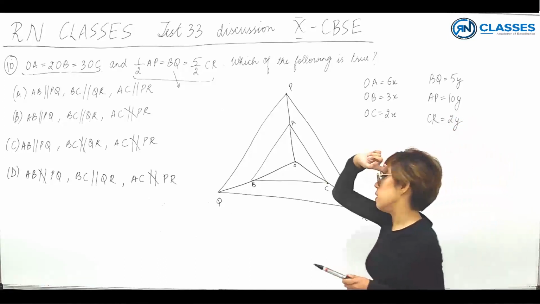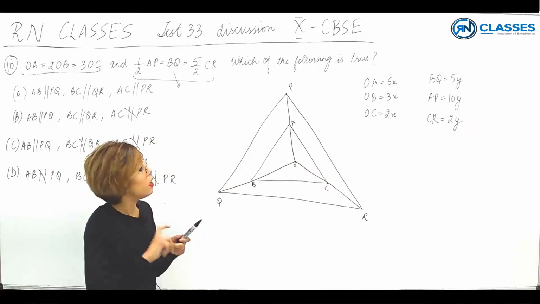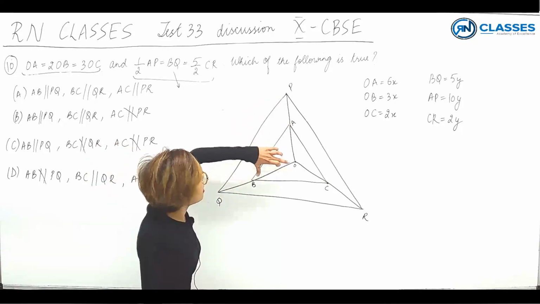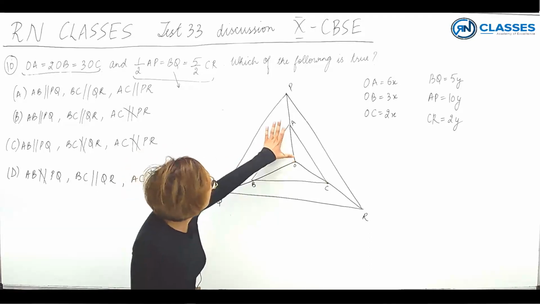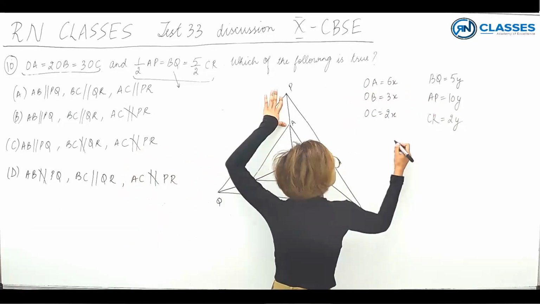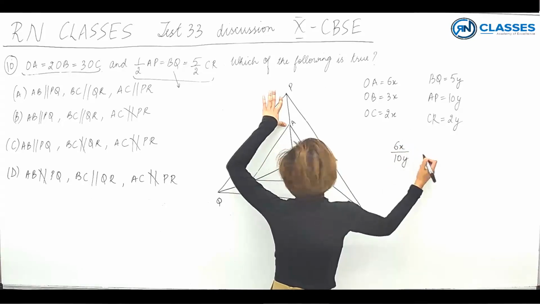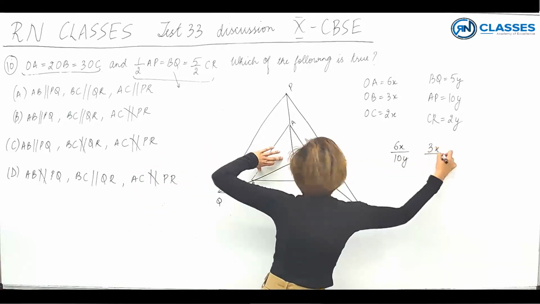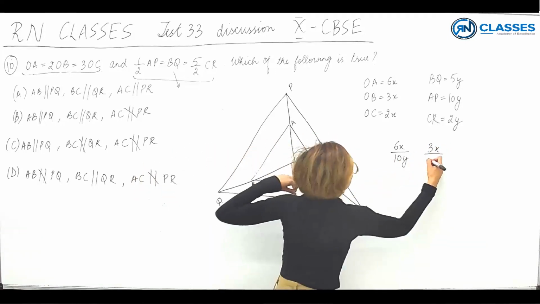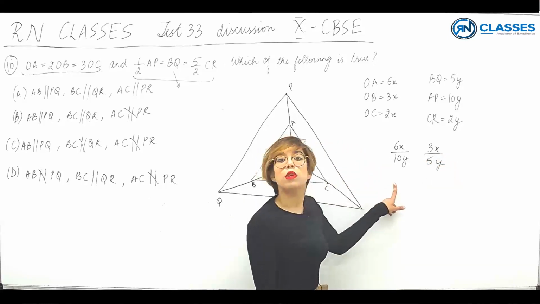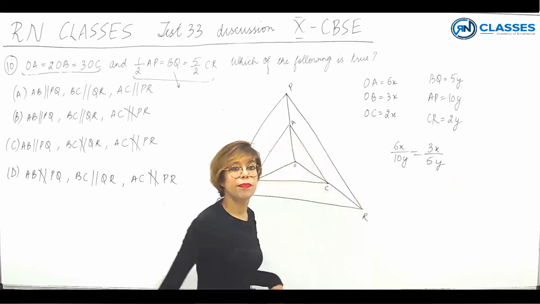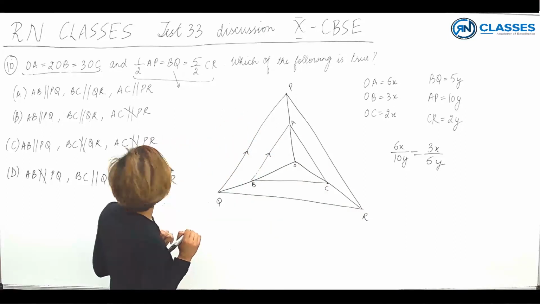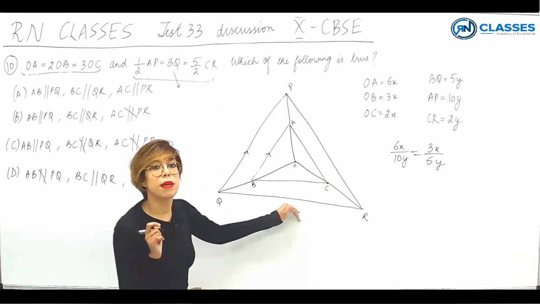Right? Now let's check the ratios. First of all, AB parallel to PQ. I need to check. Now, AB parallel to PQ. That means this by this should be equal to this by this. Now, check OA by AP. Now, OA by AP is 6x by 10y. And now check OB by BQ. OB is what? 3x by BQ, which is 5y. Now, are these two ratios equal? Absolutely yes. So that means AB is parallel to PQ.